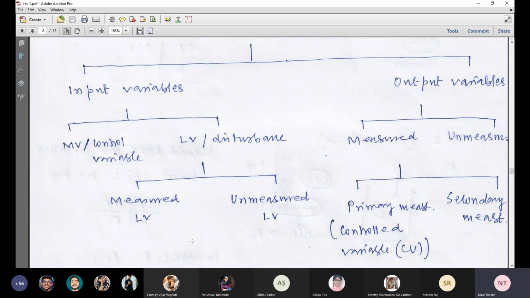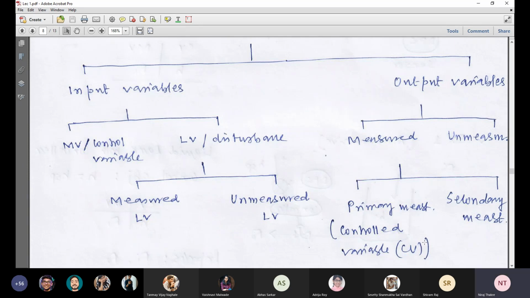Now among the measured output variables, again we have two types. One is primary measurement, another one is secondary measurement. Measured output variables are again two types: primary measurement or primary measured output, and secondary measured output. And this primary measured output is usually called controlled variable, CV.